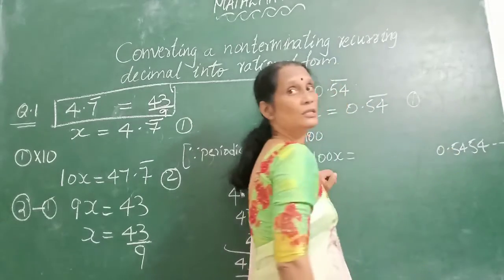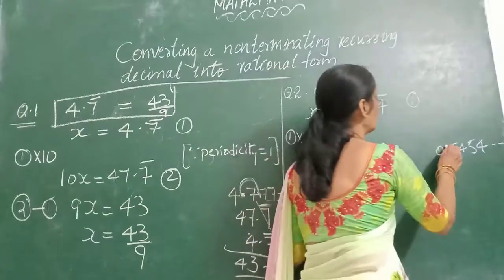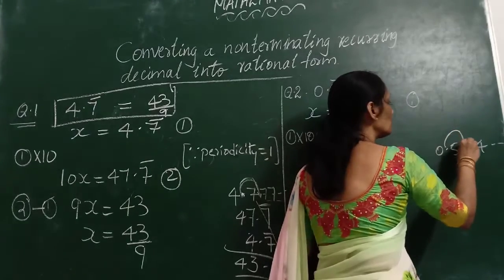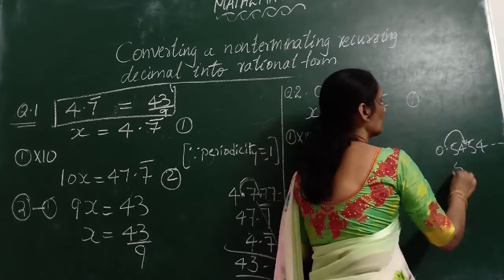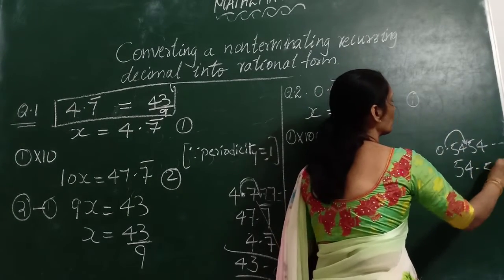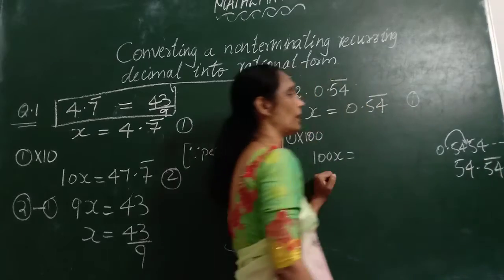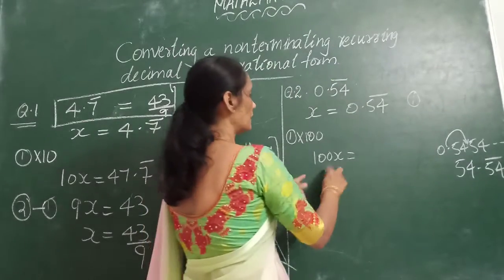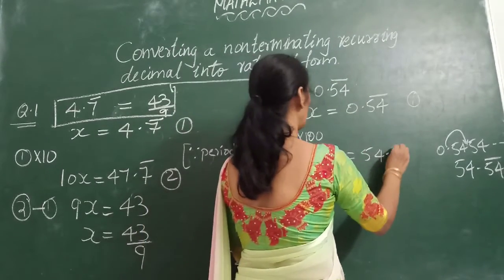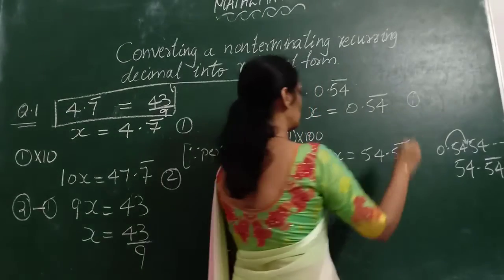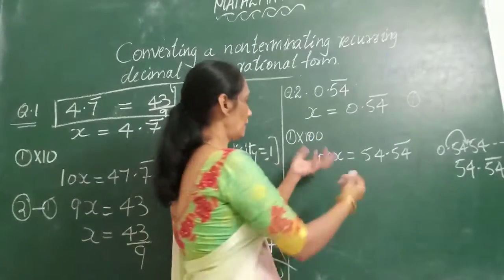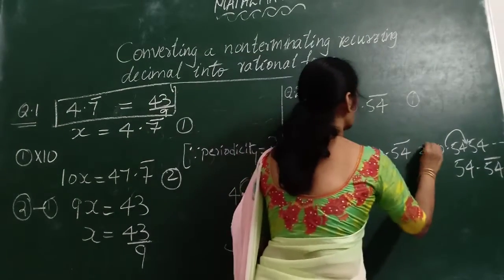0.54 bar means it will be like that. When we are multiplying by 100, the decimal point will move 2 digits to the right. So it will become 54.5454, which means 54.54 bar. So we got 100x as 54.54 bar. Okay, got it? Now, this is equation number 2.